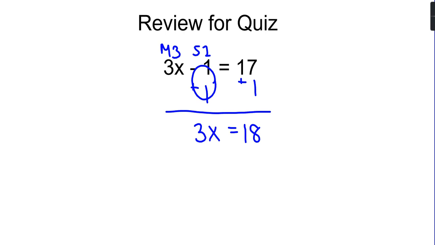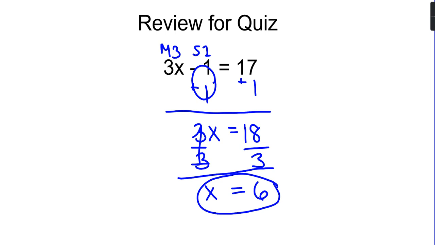So now I have just a one-step equation. 3 multiplied by x. Opposite of multiplication is division. So I'll divide by 3. 3 divided by 3 is just 1. So I just have 1 times x, or just x alone. If I divided by 3 on the left, I need to divide by 3 on the right. 18 divided by 3 is 6. And I got my solution. x equals 6.